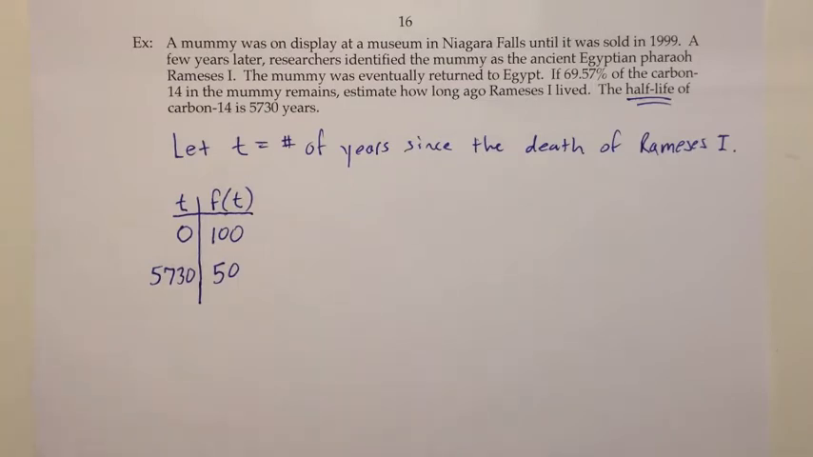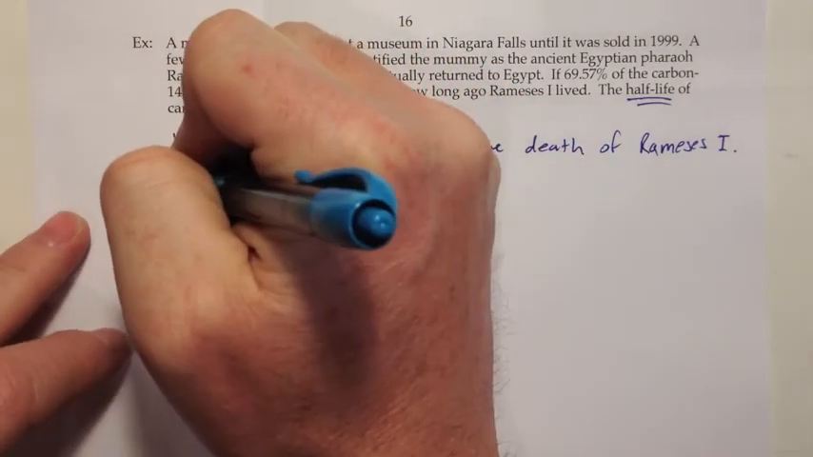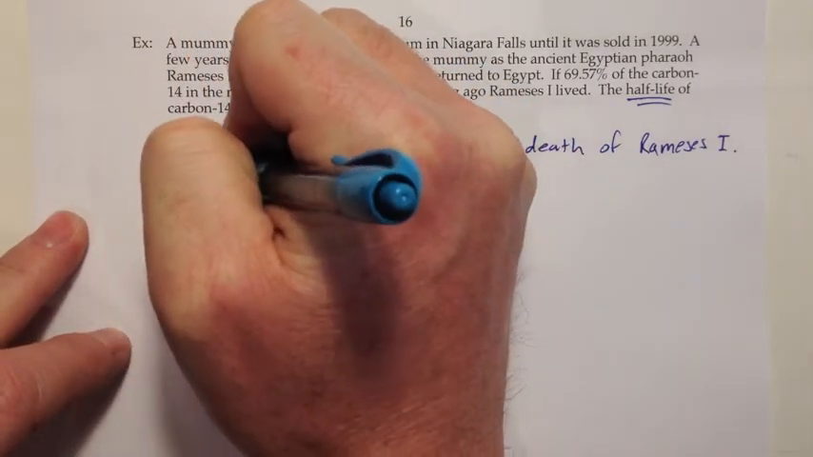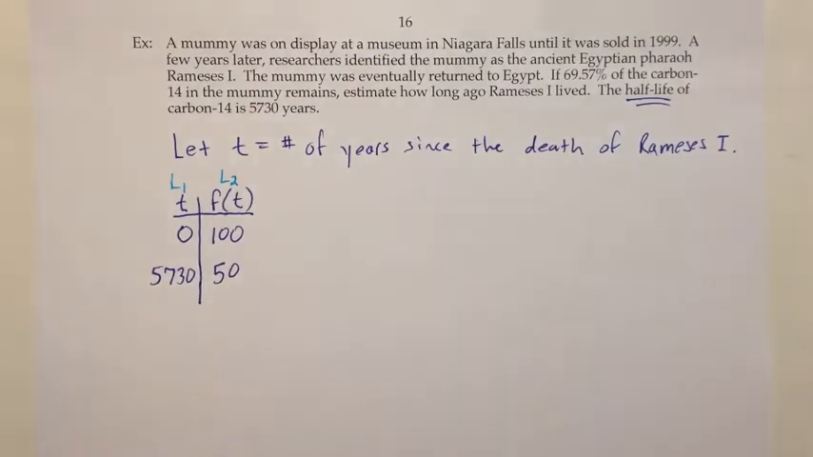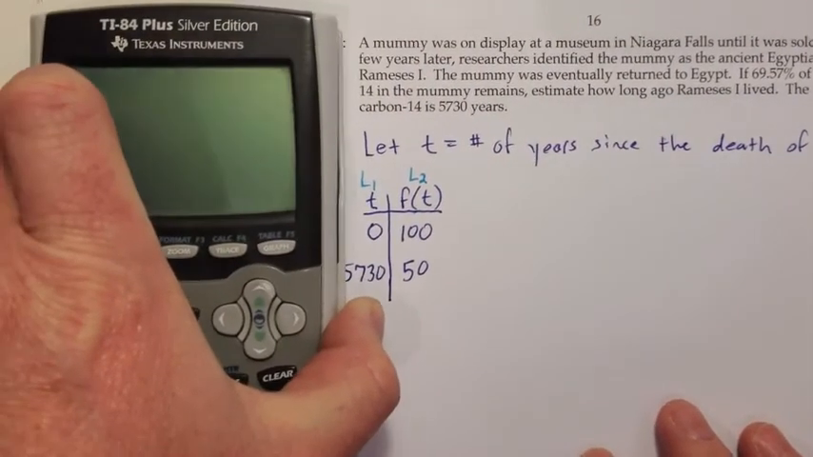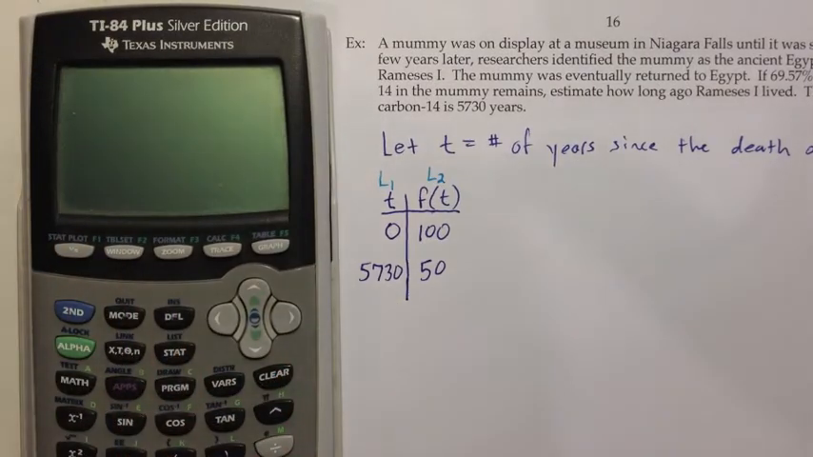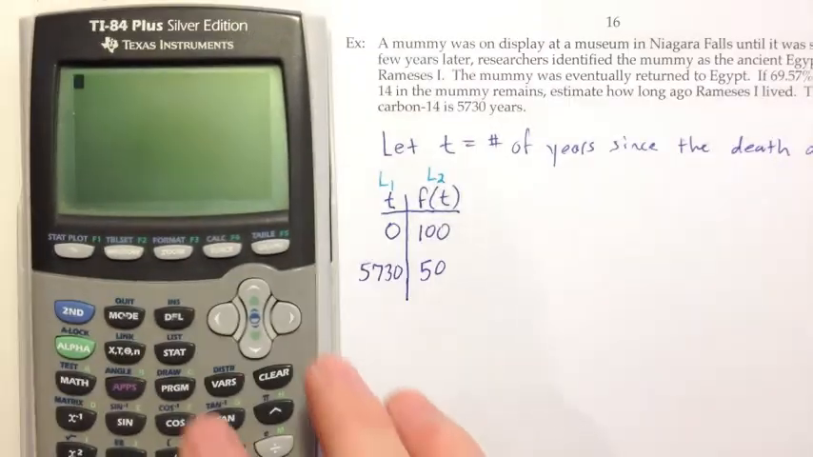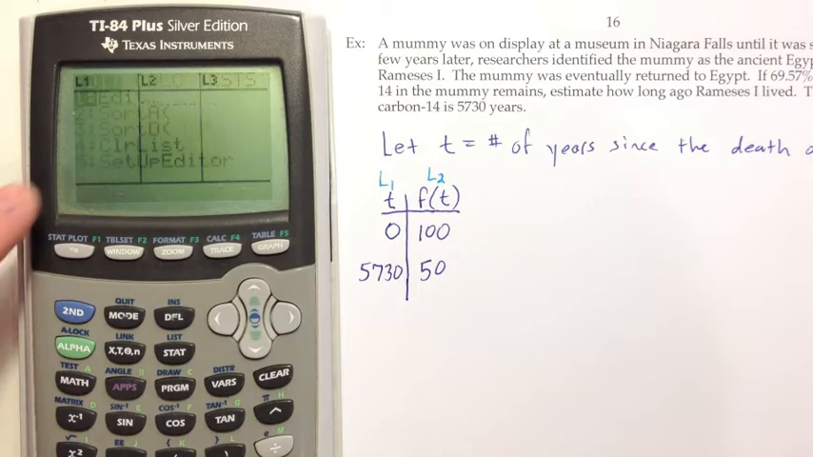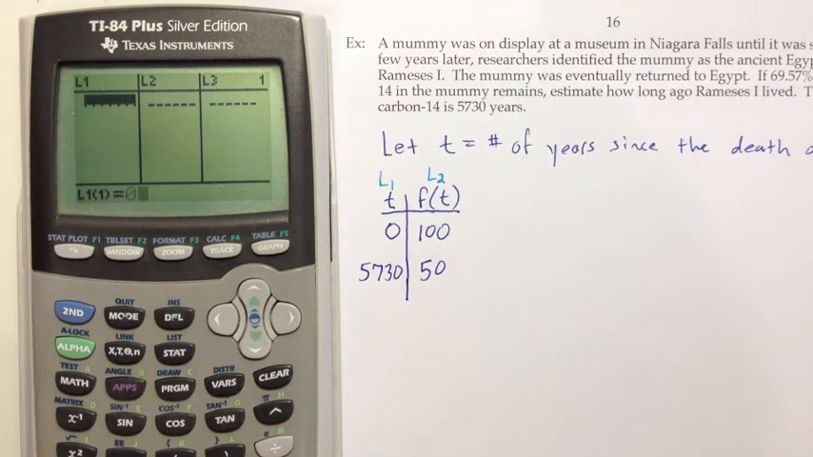And so to do that, I just want to put this data in. I'll put the t values into L1 and the outputs, which are the percentage of carbon-14, into L2. And we go ahead and slide this over so we can see both. So I'm going to turn the calculator on, go into the stat and edit modes, and for list 1 I'll put the 0 and the 5,730, and then in L2 I'll put the percentages of carbon-14: 100% at the moment of his death, and 50% 5,730 years later.